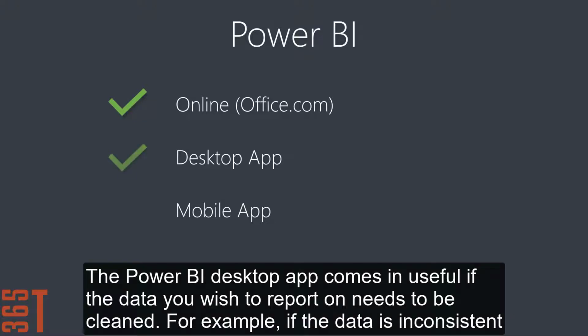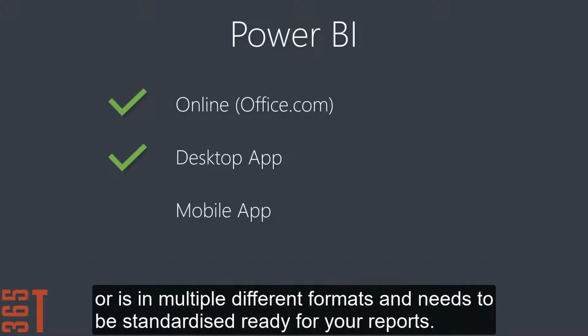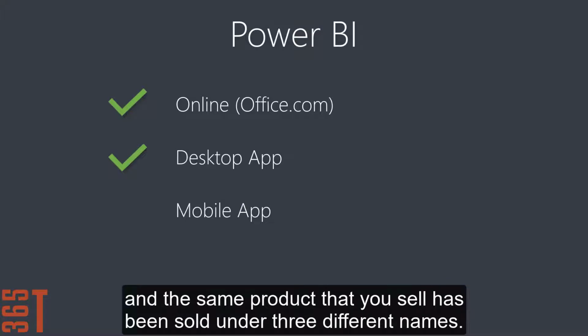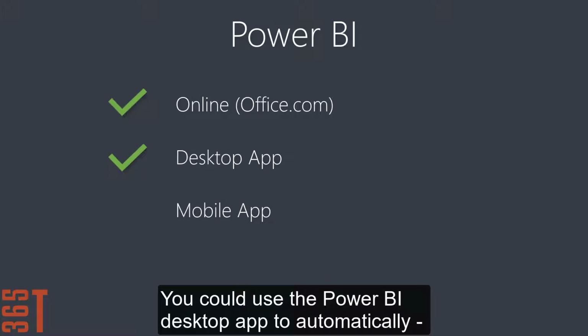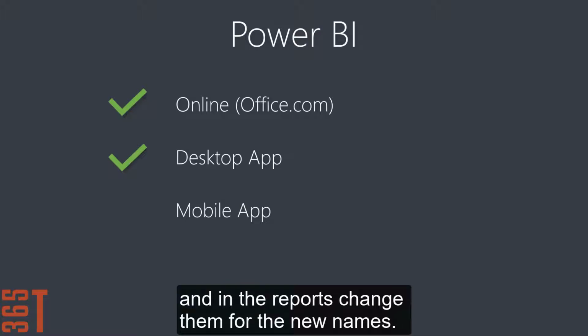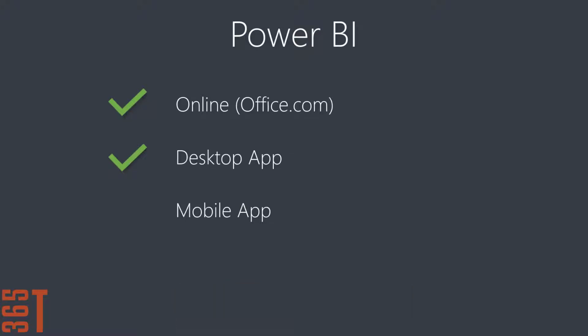The Power BI desktop app comes in useful if the data that you wish to report on needs to be cleaned. For example, if the data is inconsistent or is in multiple different formats and needs to be standardized ready for your reports. For example, imagine if you've got 5 years worth of data and the same product that you sell has been sold under 3 different names. You could use the Power BI desktop app to automatically find any occurrences of the old product names and in the reports change them for the new names.